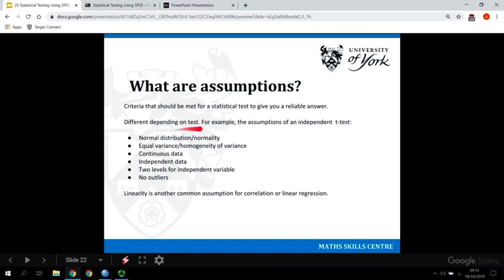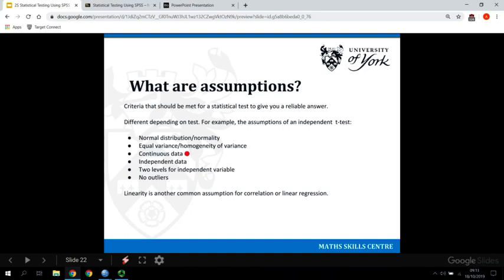Assumptions are different depending on the statistical test that you want to use. So for example, if we wanted to use an independent t-test, some of the assumptions, and they vary between what textbooks you look at, would be normal distribution of the data, or something that we call normality. It would be equal variance, and some people call this homogeneity of variance. And both of these assumptions can be tested in SPSS, so you have to use SPSS to test them. Another assumption is that you've got continuous data for your dependent variable. So that's the same as scale data.